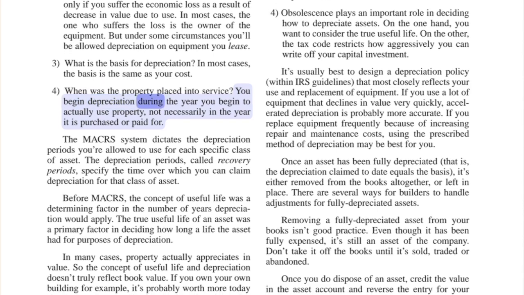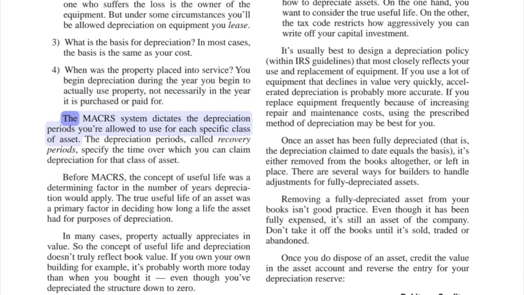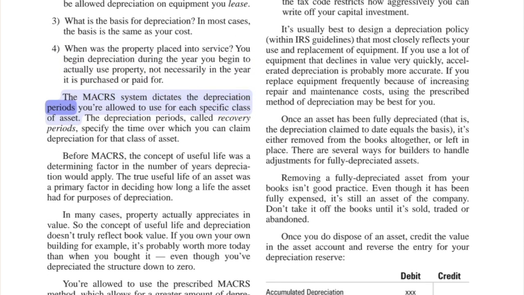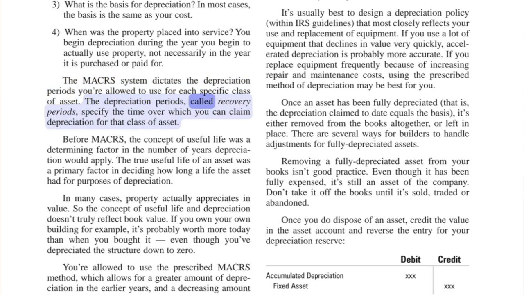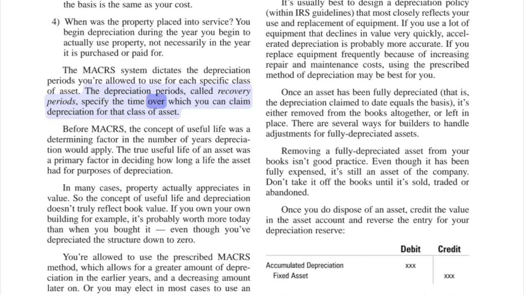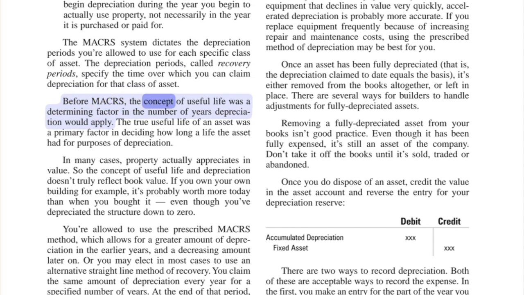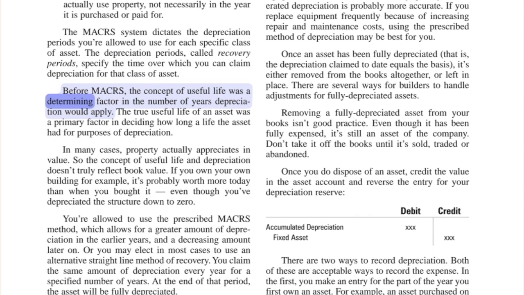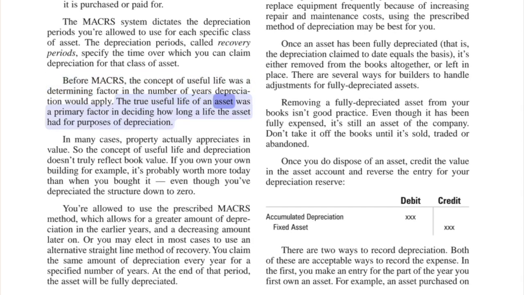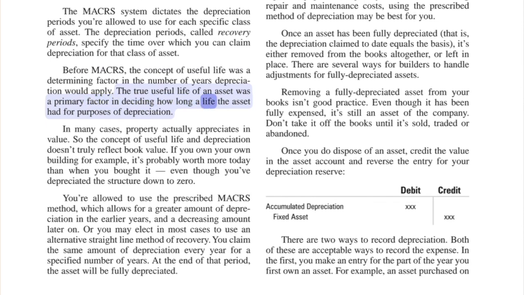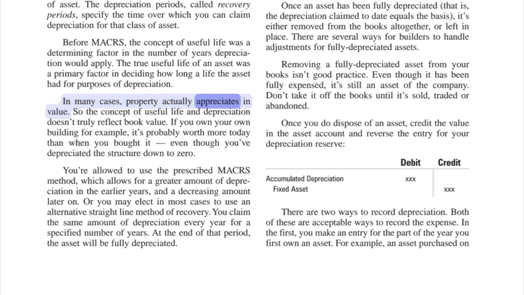You begin depreciation during the year you begin to actually use property, not necessarily in the year it is purchased or paid for. The MACRS system dictates the depreciation periods you're allowed to use for each specific class of asset. The depreciation periods, called recovery periods, specify the time over which you can claim depreciation for that class of asset. Before MACRS, the concept of useful life was a determining factor in the number of years depreciation would apply. The true useful life of an asset was a primary factor in deciding how long a life the asset had for purposes of depreciation. In many cases, property actually appreciates in value.